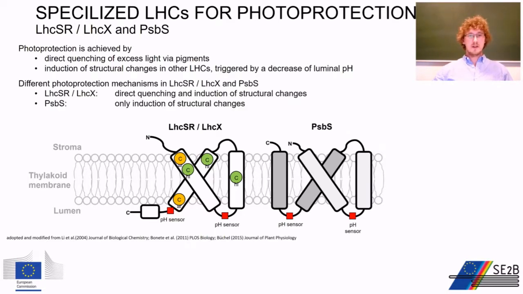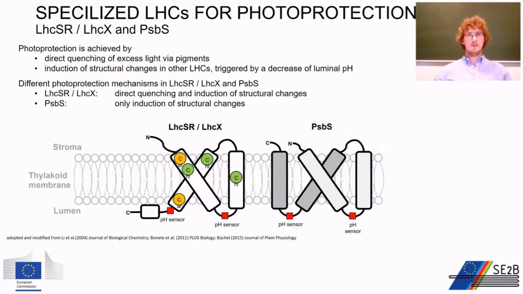One of them is LHCSR or in the LHCX group, which is involved in direct quenching and induction of structural changes, while the closely related PSBS protein is not involved in direct quenching because it doesn't bind any chlorophylls or carotenoids, but very likely induces structural changes and therefore lets other LHCs serve as a quencher.